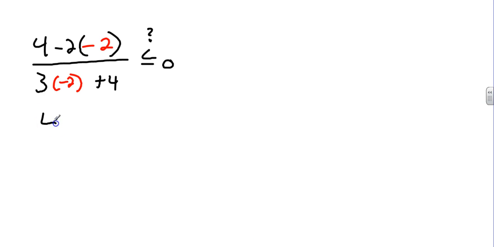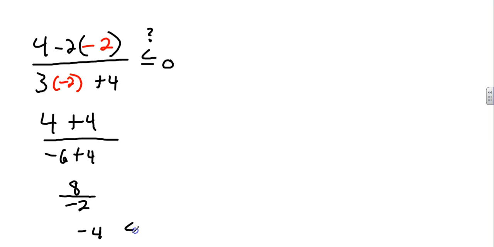Okay, top part, that is 4 minus 2 times negative 2, which is a positive 4, so 8 on top. On the bottom, that's negative 6 plus 4. So that's 8 over negative 2, which is negative 4. And is negative 4 less than 0? Yes. So we'll get to shade in everything on that far left region.